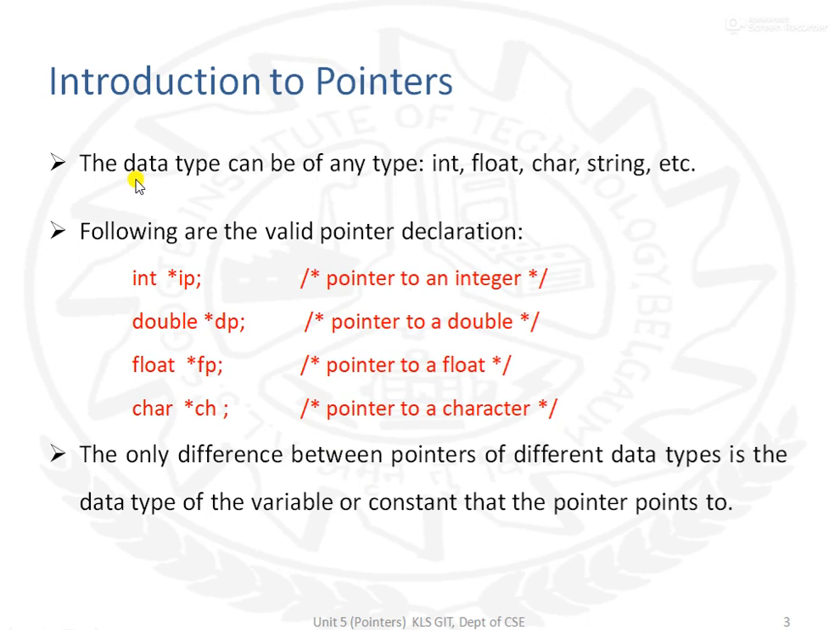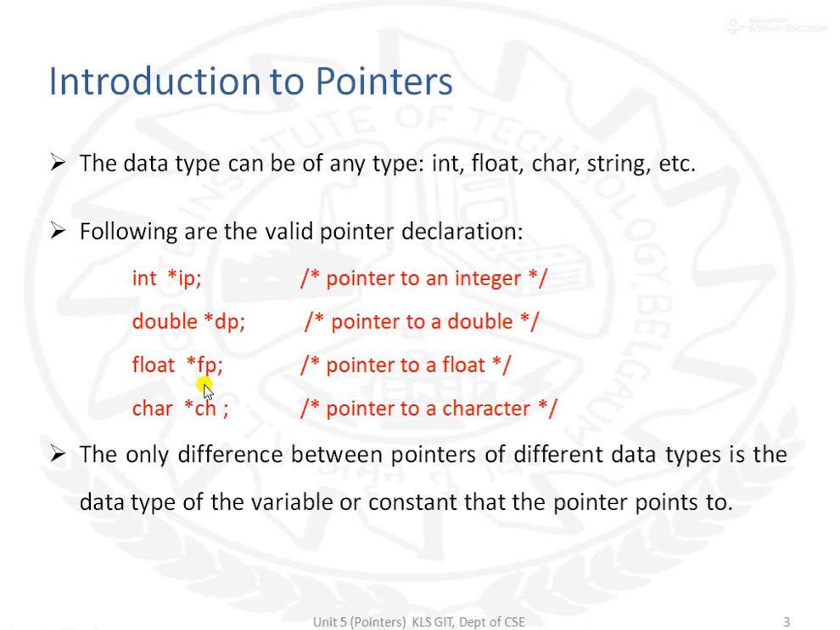Now we'll see some other things about pointers. Pointers can be of any data type, as I said, integer, float, character, string or double, etc. So we'll see some examples here. We have int *ip, which indicates that ip is a pointer variable name because of the star symbol which has been prefixed. Similarly, we have double *dp, where dp is a pointer variable name.